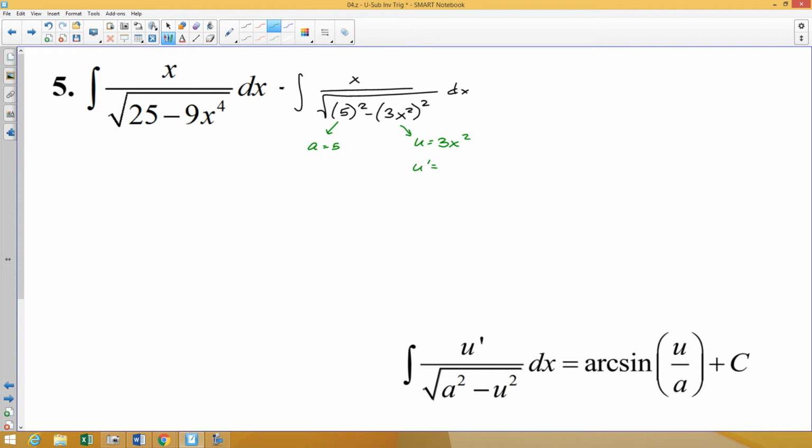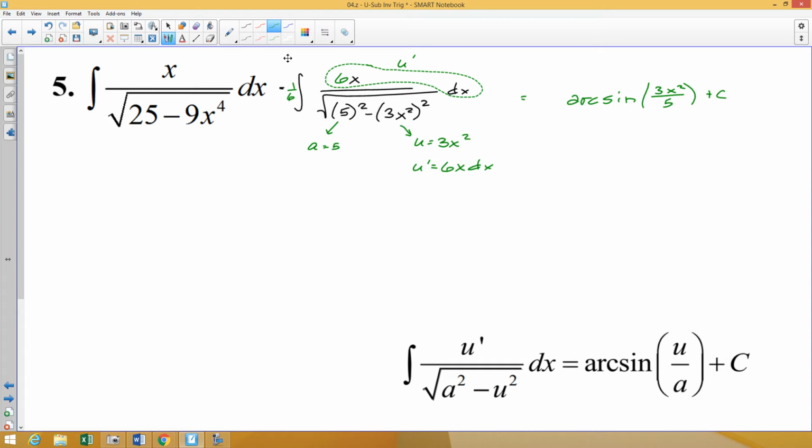So if u is 3x squared, u prime is going to be 6x dx, and I have the x, but I'm missing a 6, and that's okay. We can accommodate for missing constants. So I'm going to stick a 6 here and offset it with a 1 over 6. And now I have u prime over the square root of a squared minus u squared, which is exactly this formula, which ends up being the arc sine of your u, which is 3x squared, over a, and a was 5, plus c. And that is the antiderivative.